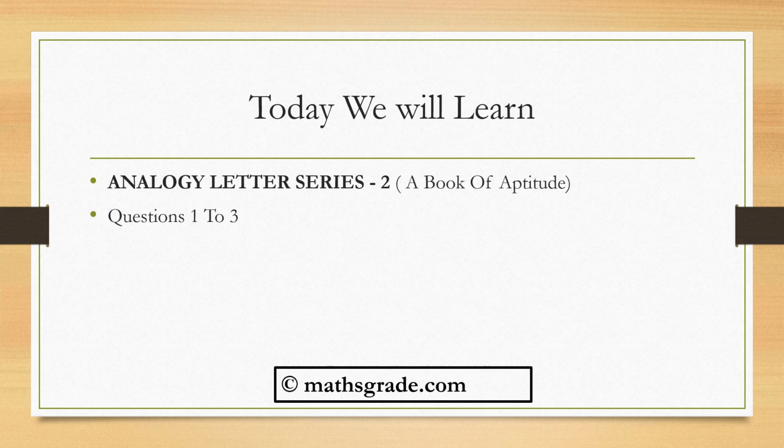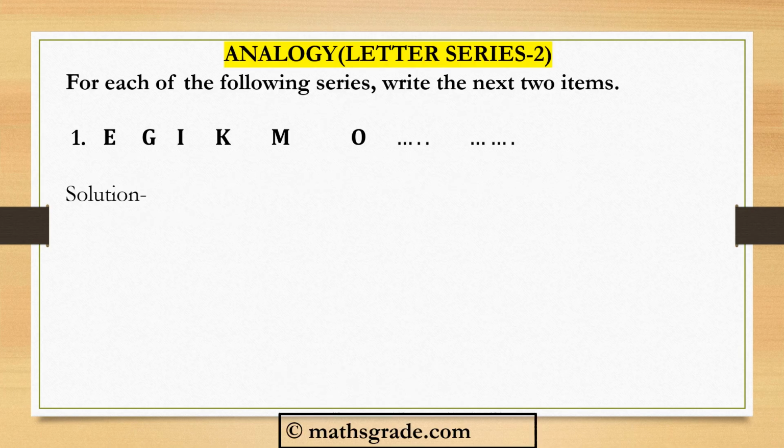Today we will solve some aptitude analogy questions from A Book of Aptitude. Let's solve some analogy aptitude questions. Question number 1. For each of the following series, write the next two items. The letter series is given: E, G, I, K, M, O. We have to write two more alphabets in this letter series.